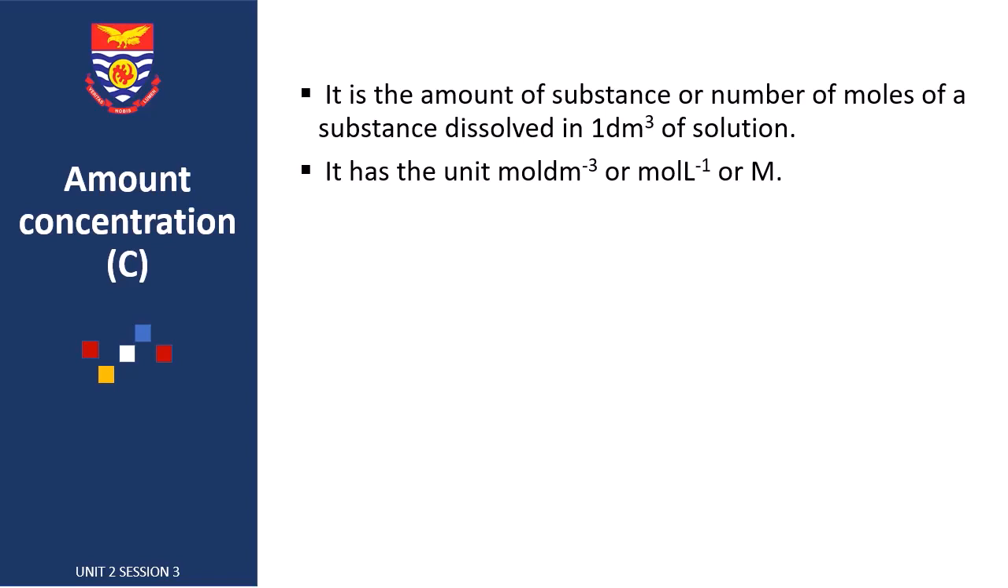Given that amount concentration is the number of moles dissolved in 1 dm cubed, the unit is moles per dm cube. It is also expressed as moles per liter, or as molar, that is capital M. Why these different expressions, the dm cube and the liter? It's because we can be converting our volumes. For example, 1000 cubic centimeters is equivalent to 1000 milliliters, which is equivalent to 1 cubic decimeter, which is also equivalent to 1 liter.